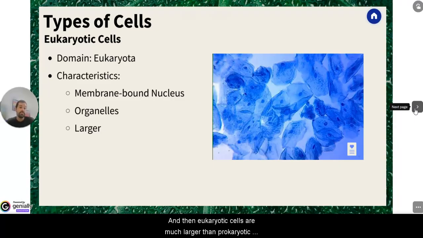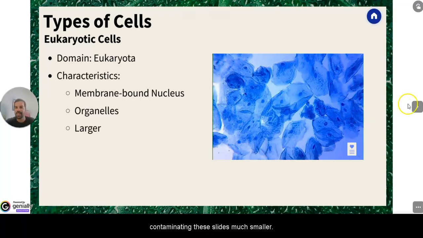And then eukaryotic cells are much larger than prokaryotic cells in general. So you can maybe even see on this, some of those little dots right there might possibly be little bacteria contaminating these slides. Much smaller.